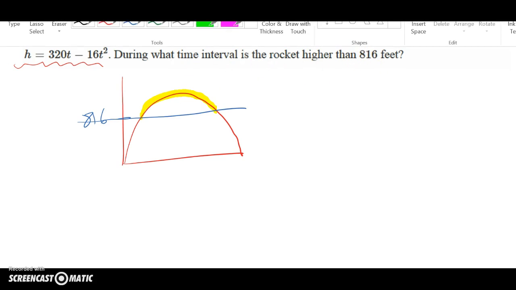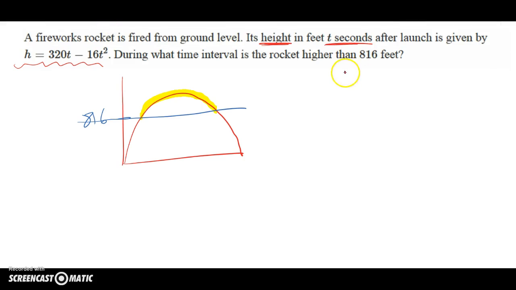It's basically asking us to find when the height is going to be higher than or greater than 816 feet. That's what the question is asking. When is the height greater than 816 feet? Well, what is the height? How is the height described? It's described by this business over here. So I have 320t minus 16t squared, and it has to be greater than 816 feet. So the height has to be greater than 816 feet.